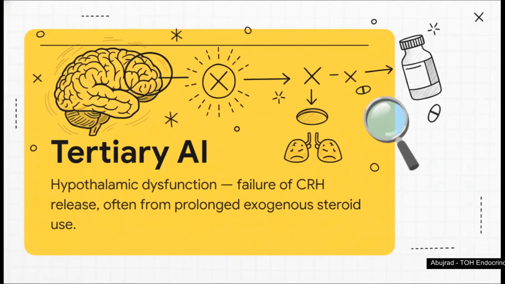And taking it one step higher up the chain, you get tertiary AI. This is a problem with central command itself, the hypothalamus. It's not releasing CRH, which is the very first signal that kicks off this whole cascade. And what's really critical to remember here is that the number one cause is us. It's iatrogenic, from prolonged use of exogenous steroids that shut the whole system down from the top.